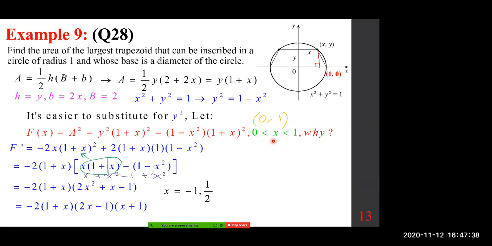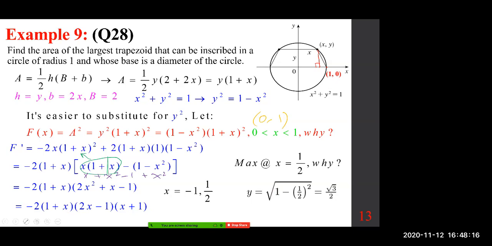But let's go back. X can only be between 0 and 1. So the only acceptable answer is 1/2. Negative 1 is out. And so we can find y. Let's go back here. Y squared is 1 minus x squared. Okay. So 1 minus 1/2 squared makes it 1 minus 1/4 or 3/4. So y is square root of 3/4. Square root of 3/4 or square root of 3 over 2.